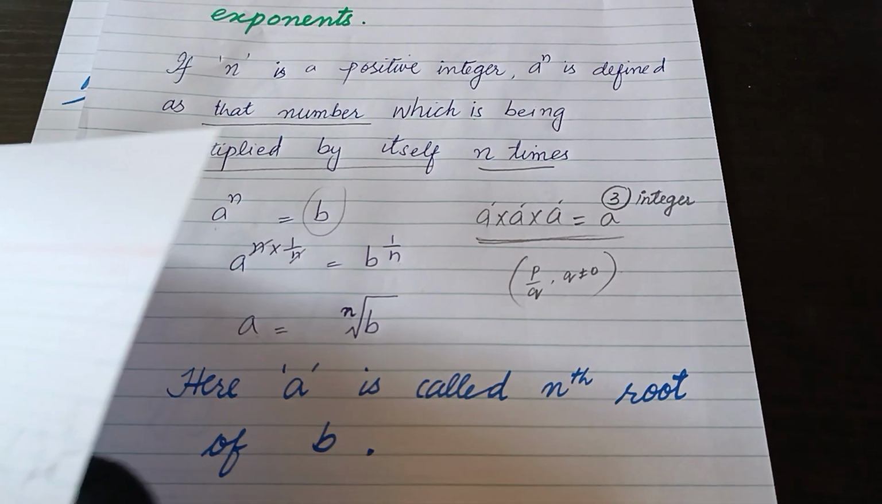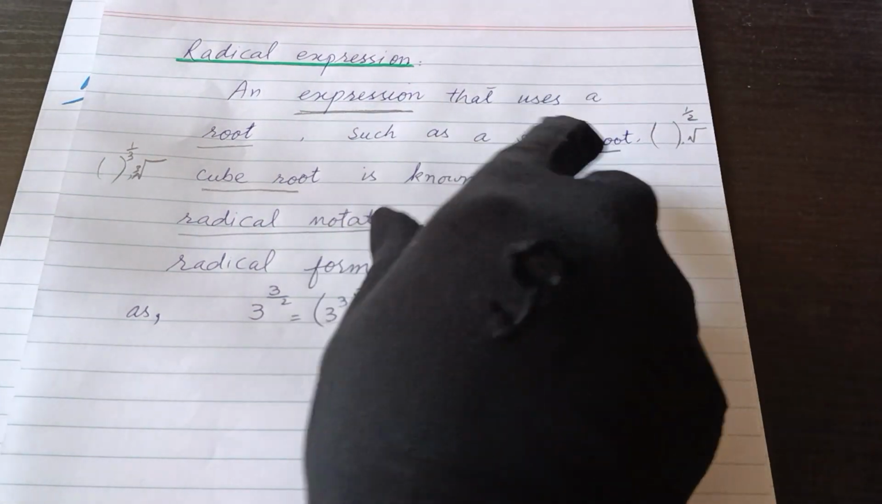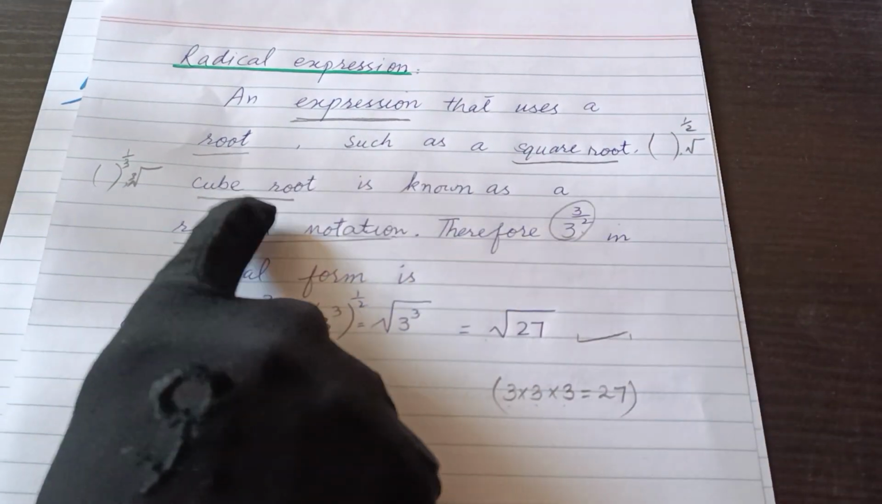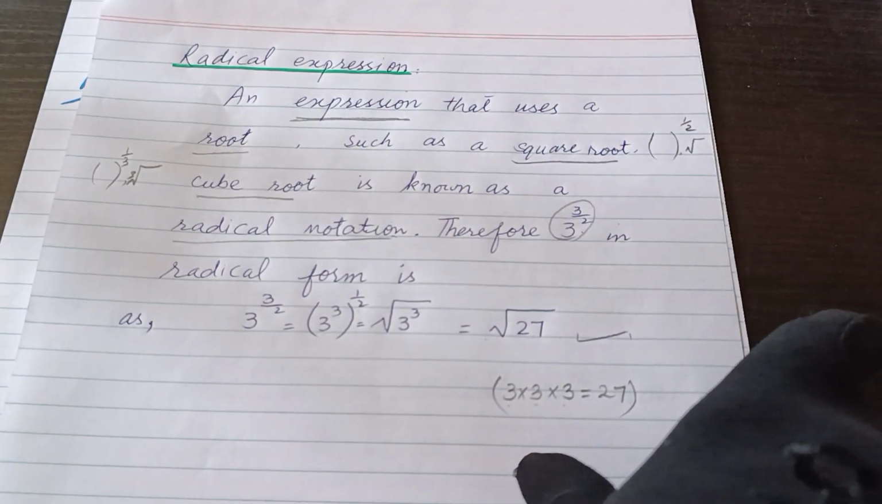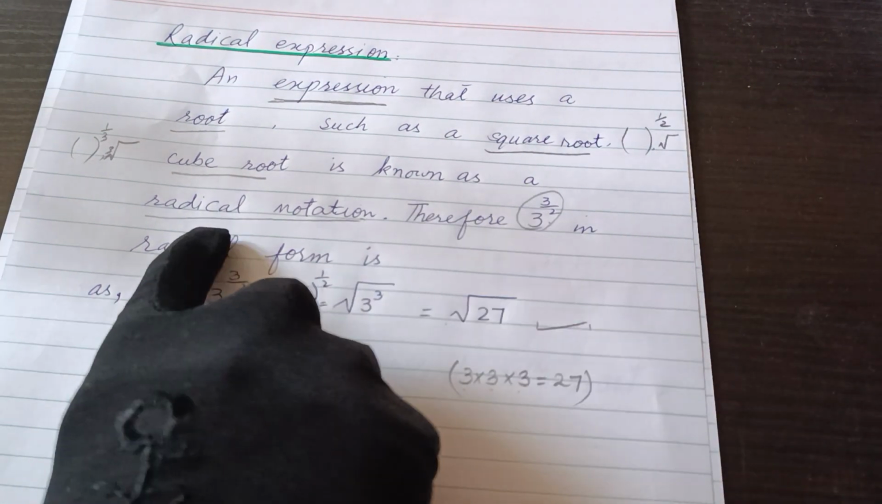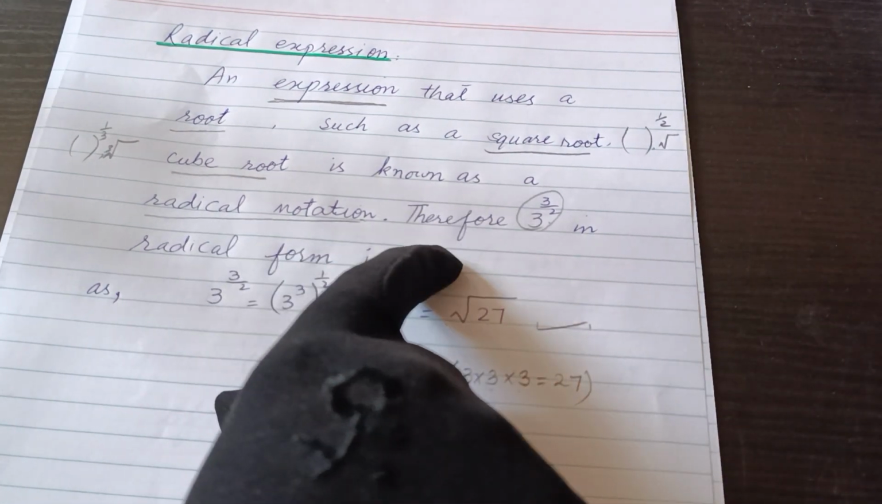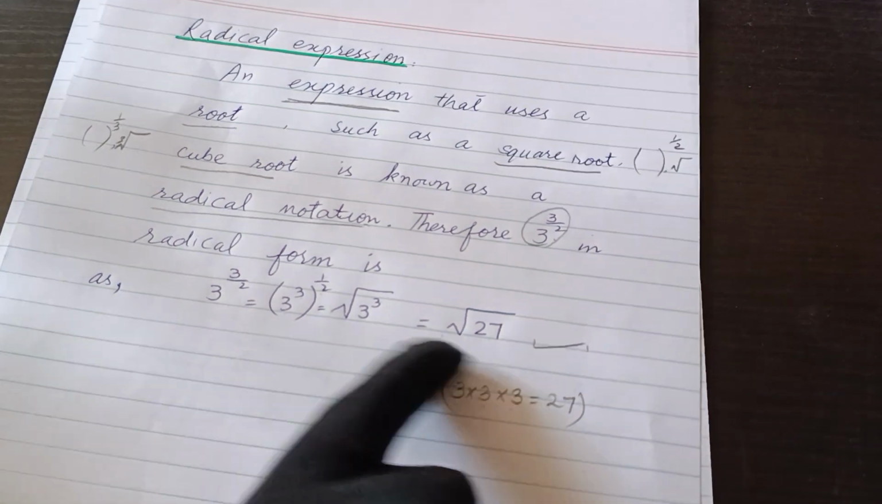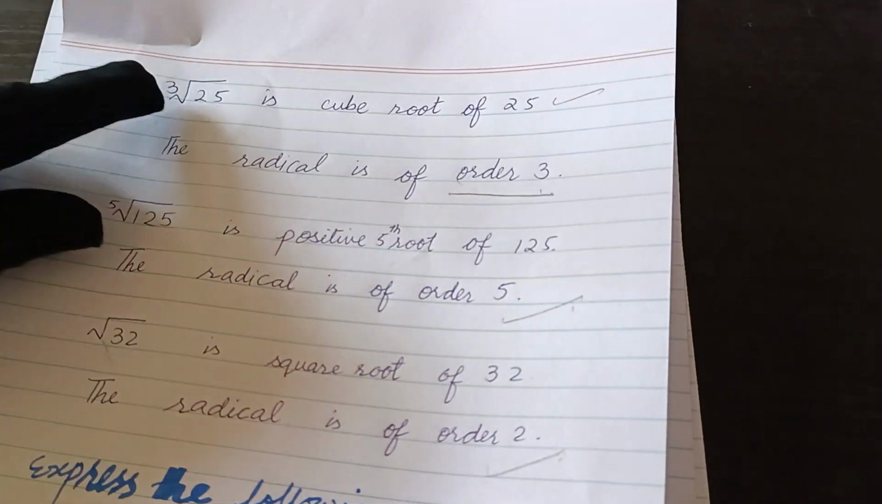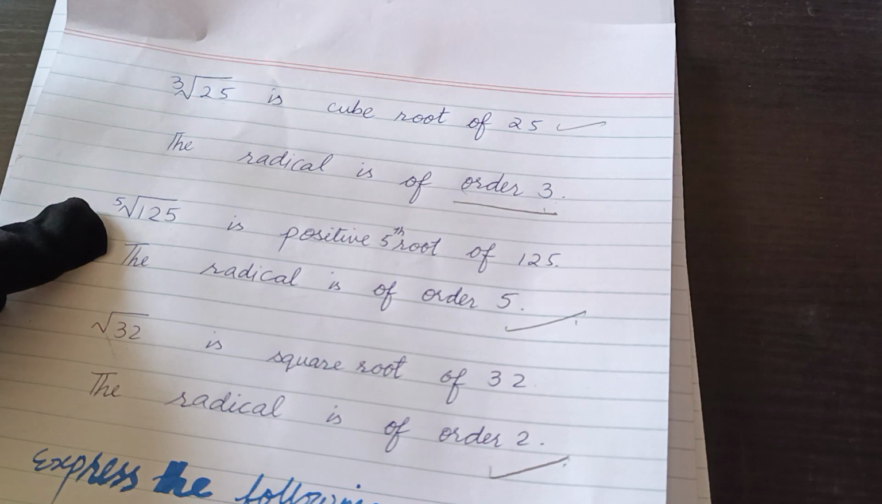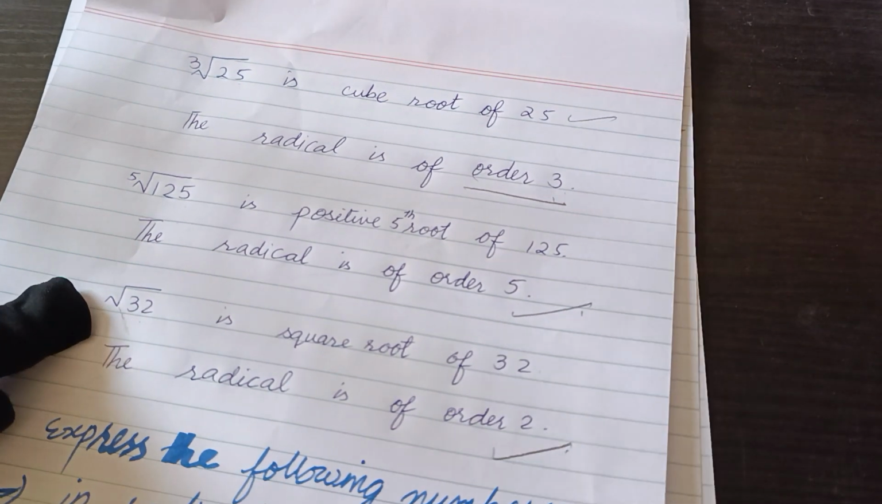After that, I explained radical expressions: expressions that use a root, such as square root, cube root. They are all known as radical notations, and they are called radical expressions. Okay, like in this form. So this is the cube root of 25. This is the root of 125. This is the square root of 32.